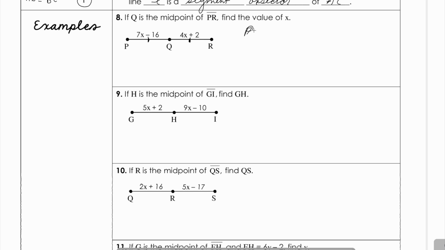If I say that PQ is congruent to QR because of that segment bisector, then I could say that 7x minus 16 equals 4x plus 2. Alright, I'm going to bring my 16 to the other side so I don't have to deal with those negatives. And I'm going to subtract 4x. Okay, and so 3x equals 18. Divide both sides by 3. x equals 6.